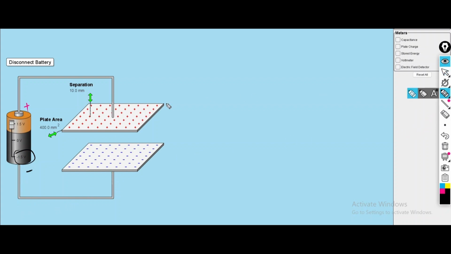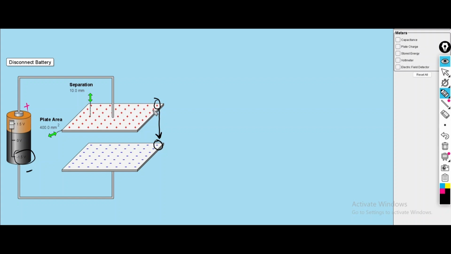Now we know that the electric field line will originate from the positive charge and will terminate at the negative charge. Let's consider this one positive charge and this one negative charge. So the electric field line will originate from this positive charge and will terminate in this negative charge.